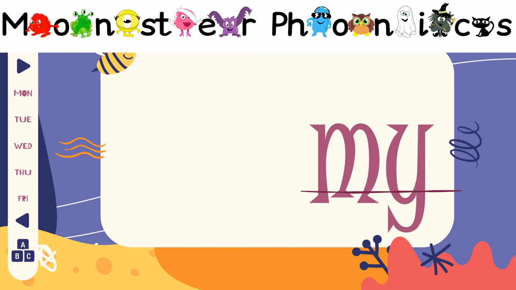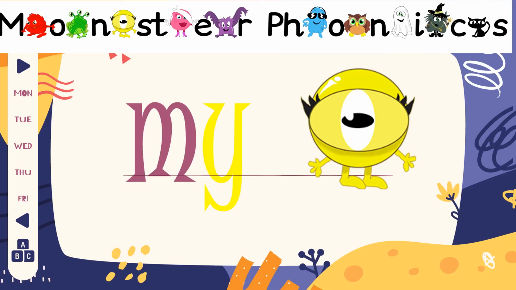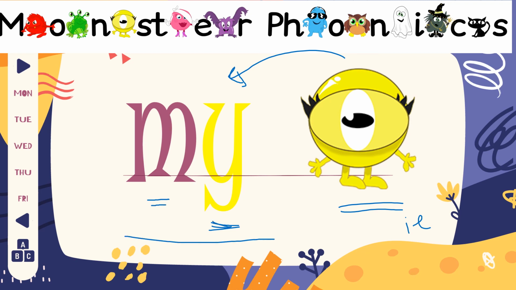If we go back again and try to read it as usual, let's read it sound by sound. M, y. No, it's not. So the tricky witch came to tell us that there is a trick here. What is the trick, grade 1? Let's ask the monster to help us. We have here the yellow eye monster. So the yellow monster says that the trick is in this letter. So the sound of this letter is I. I. My. Say with me. My. Excellent, grade 1. Again, my.